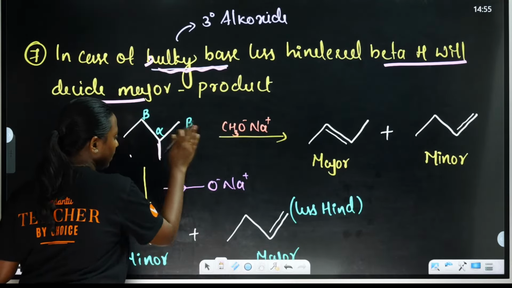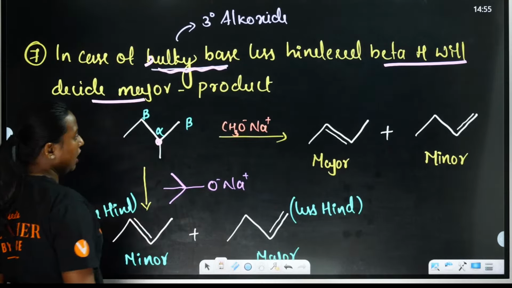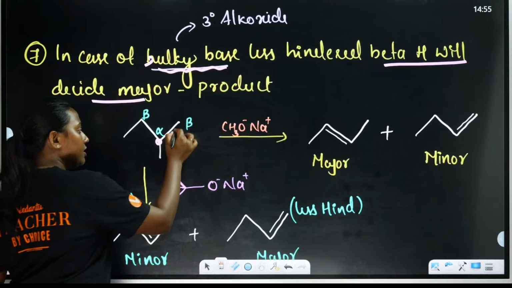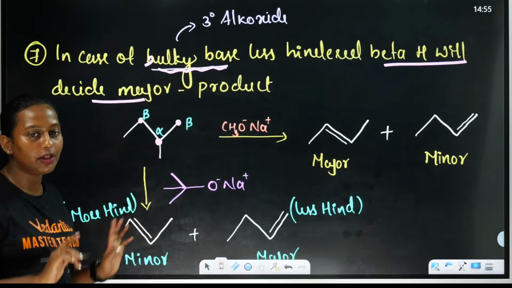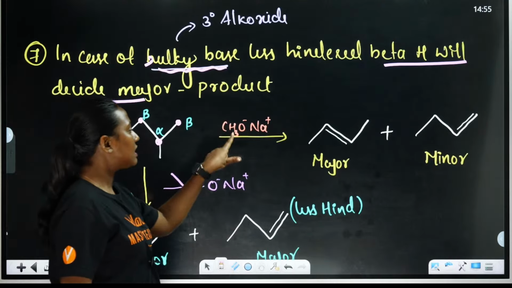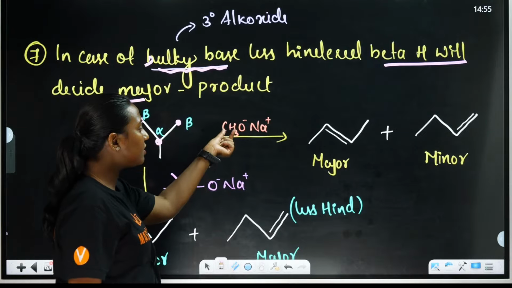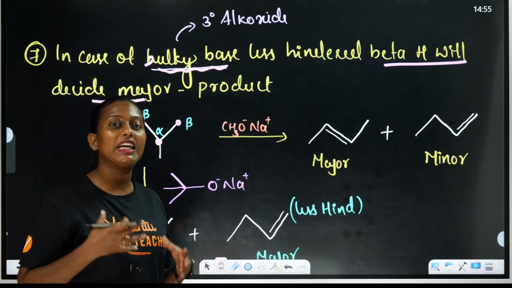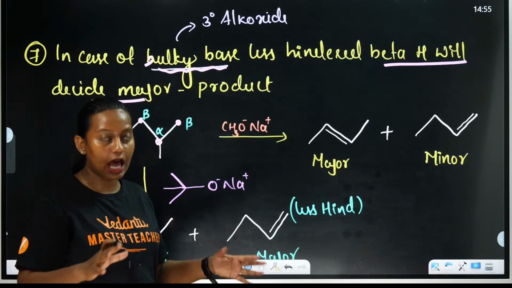If you consider this one, this is the alpha carbon. So this is a beta carbon and this is a beta carbon, near to the alpha carbon. So here we are considering CH3O minus Na plus. CH3O means it is not a bulky alkoxide.